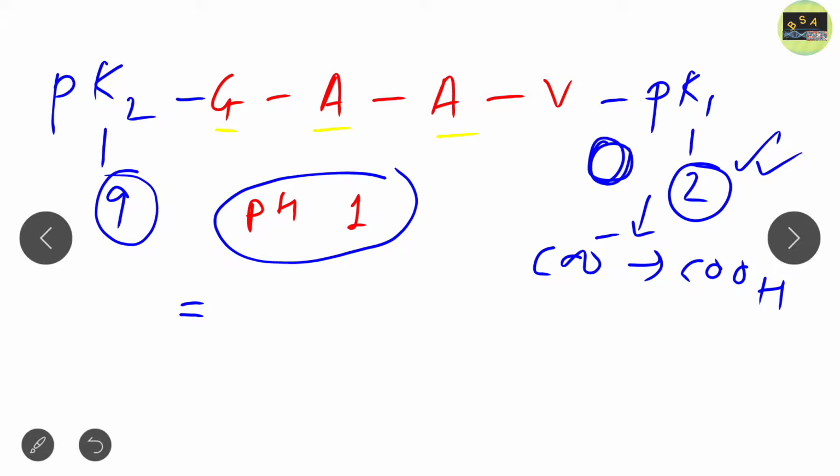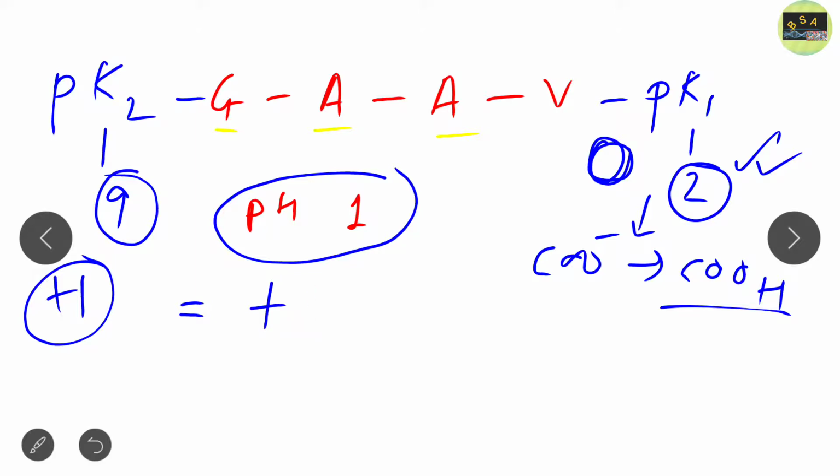While in case of pK2, it is basically 9. So this will remain as plus 1, because less than 9, it will remain as plus 1. But when it goes beyond 9, that is 10, 11, 12, 13 and 14, up to 14, it will become neutral. But in case of pK1, less than 2, that is 1, it becomes protonated, that is COOH, and the charge becomes neutral. So at pH 1 the charge becomes plus 1.